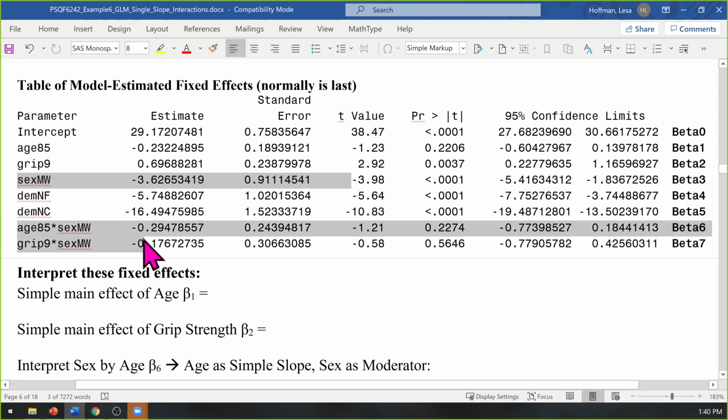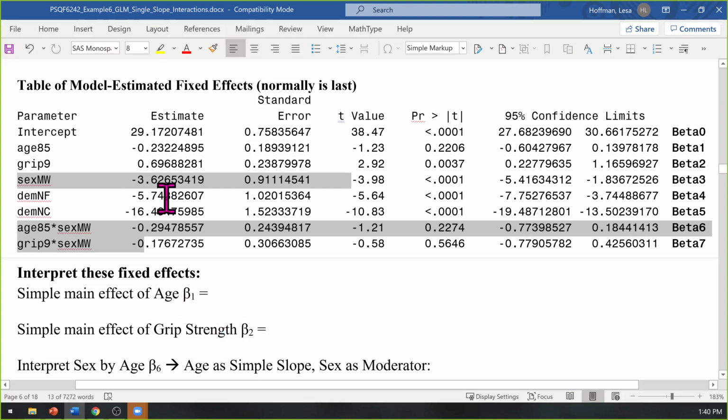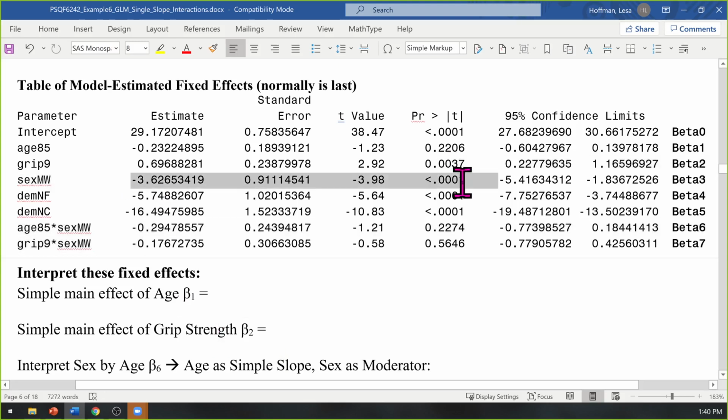So it's in two interaction terms, which means it's doubly conditional. Really complex. It's complexer than the other one. So this is the expected gender difference in people who are 85 and can squeeze 9 pounds. In those people, women are worse off.